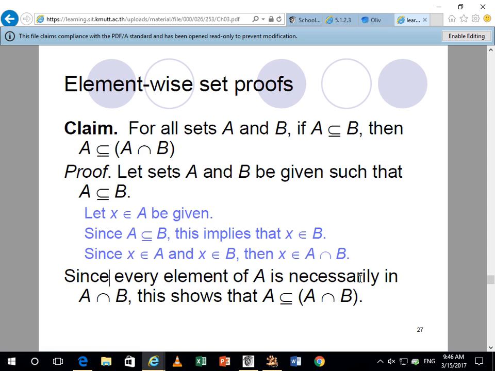So by looking at this one element at a time, X, we show that, given this, by definition, if this is true, then X is also an element in B. So we have X is an element in A, X is an element in B, and by definition, X is an element in A intersect B. So that would be our proof.